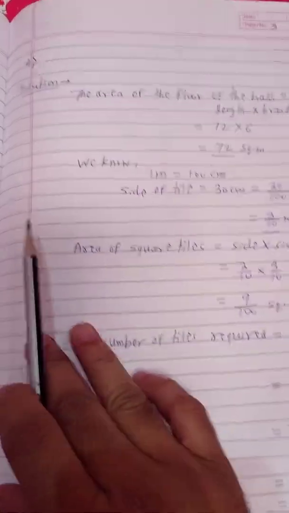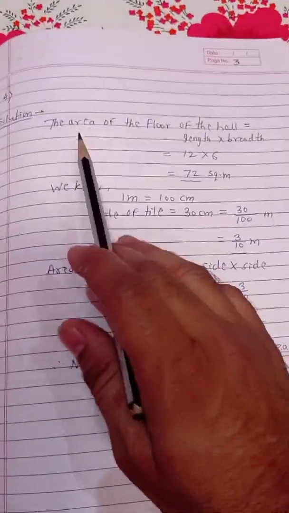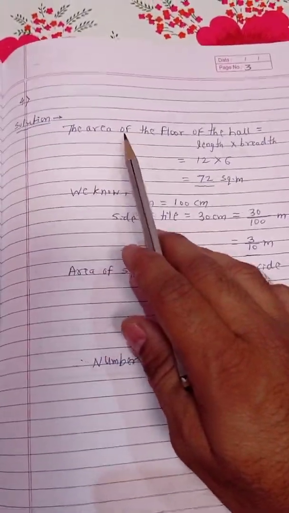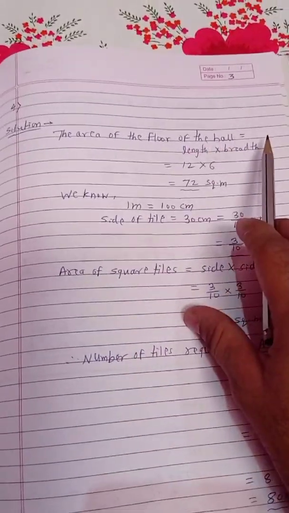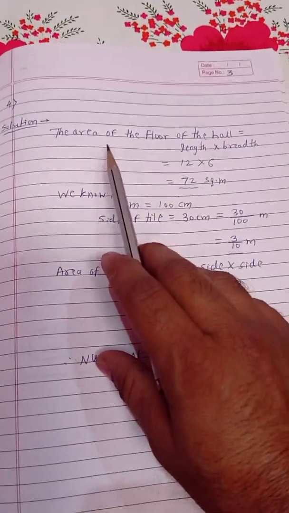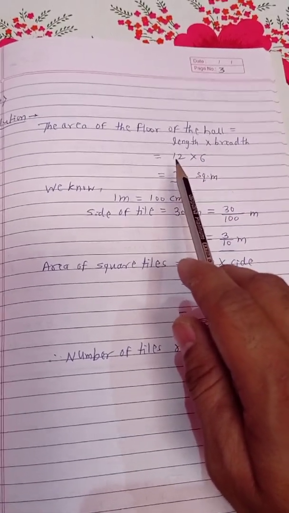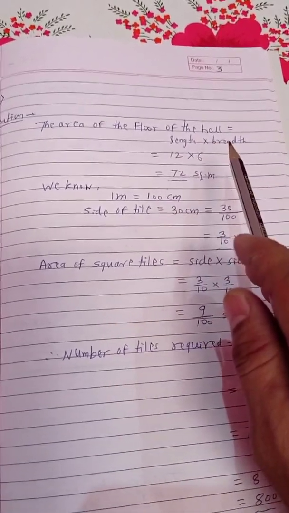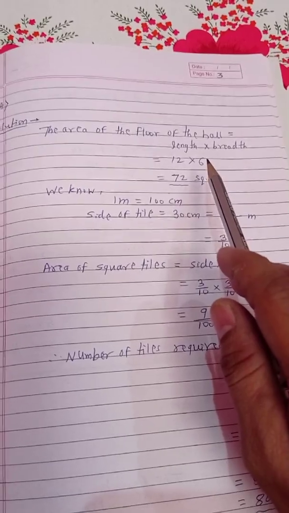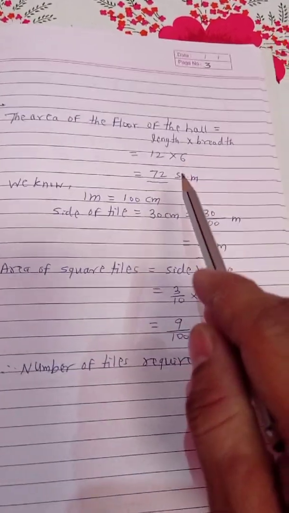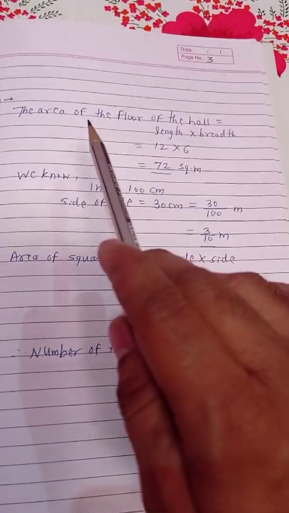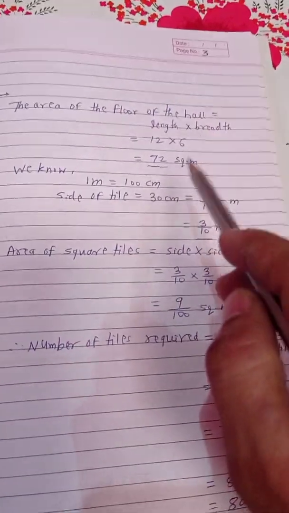Then how to solve this question? First you write the area of the floor hall. You find out the area of the rectangular hall. Here they are given length as 12 meter and breadth as 6 meter. 12 into 6 will get 72 square meter, which is the area of that rectangular hall.